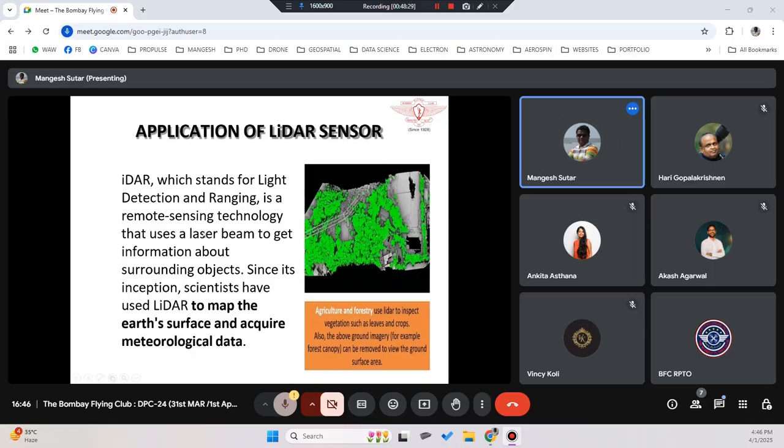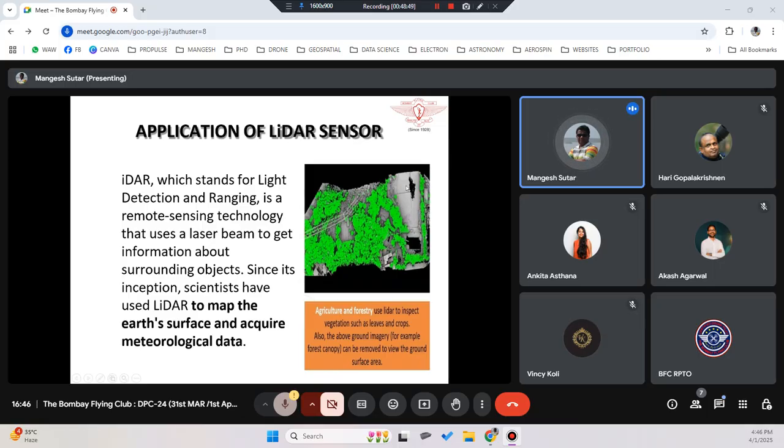Okay. So again, coming back to the topic, LiDAR, which stands for light detection and ranging, is a remote sensing technology that uses laser beams to get information about the surrounding objects. Since its inception, scientists have used LiDAR to map the Earth's surface and acquire meteorological data. Okay, so you can see the image of how it has been captured.